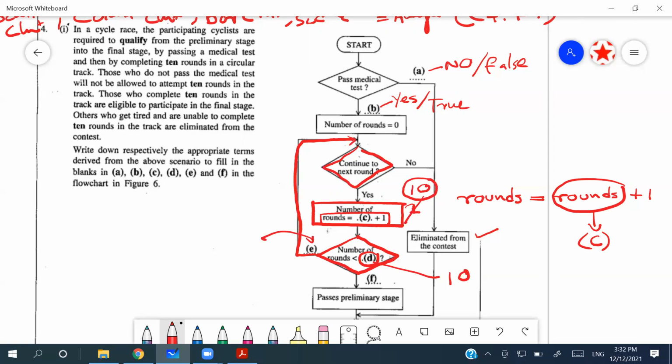And this E, the question is asking number of rounds less than 10. So according to that, this is going to be yes or true. And definitely the F is going to be no or false.